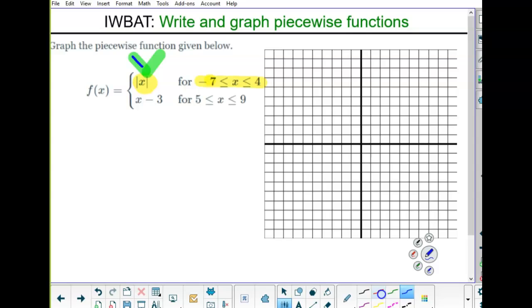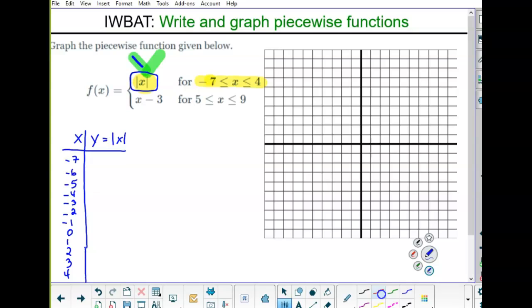That's why I'm a fan of making a table if you're not super familiar with that function. And some people even like to write the equation. Well, what is the y value? It's the absolute value. And I need to do it from negative 7 all the way to 4. And again, the tables are just there to help you. If you can do this in your head, you don't need to plot the table.